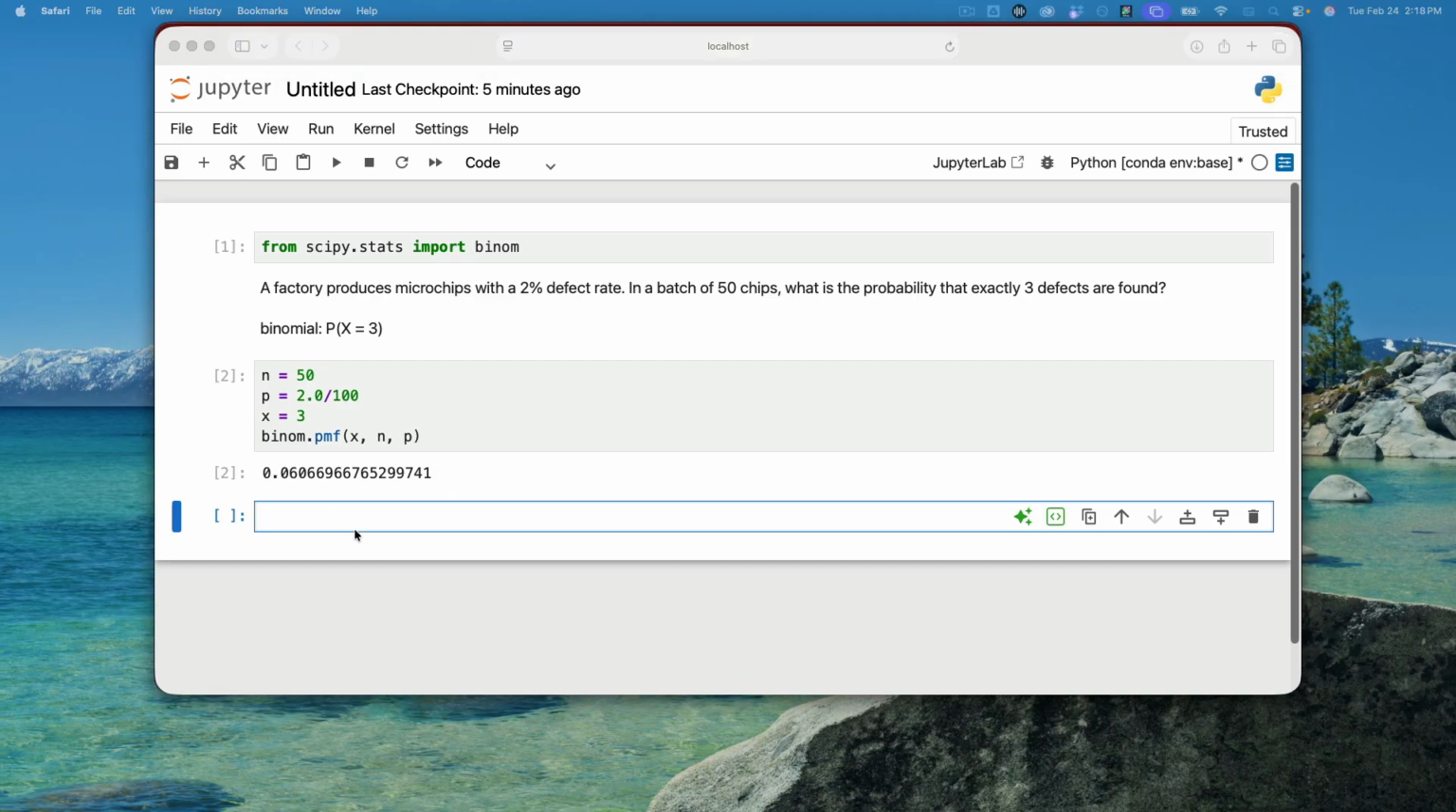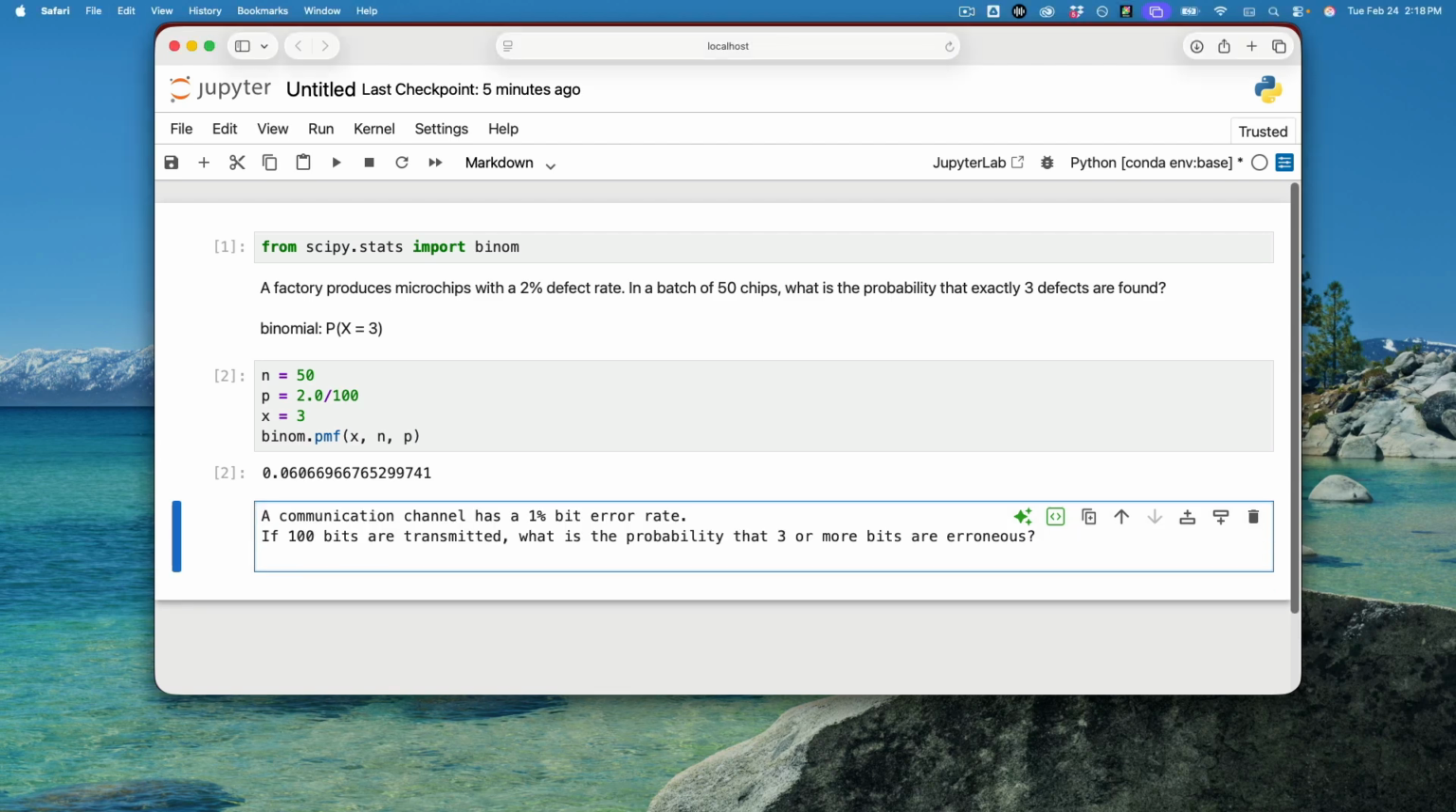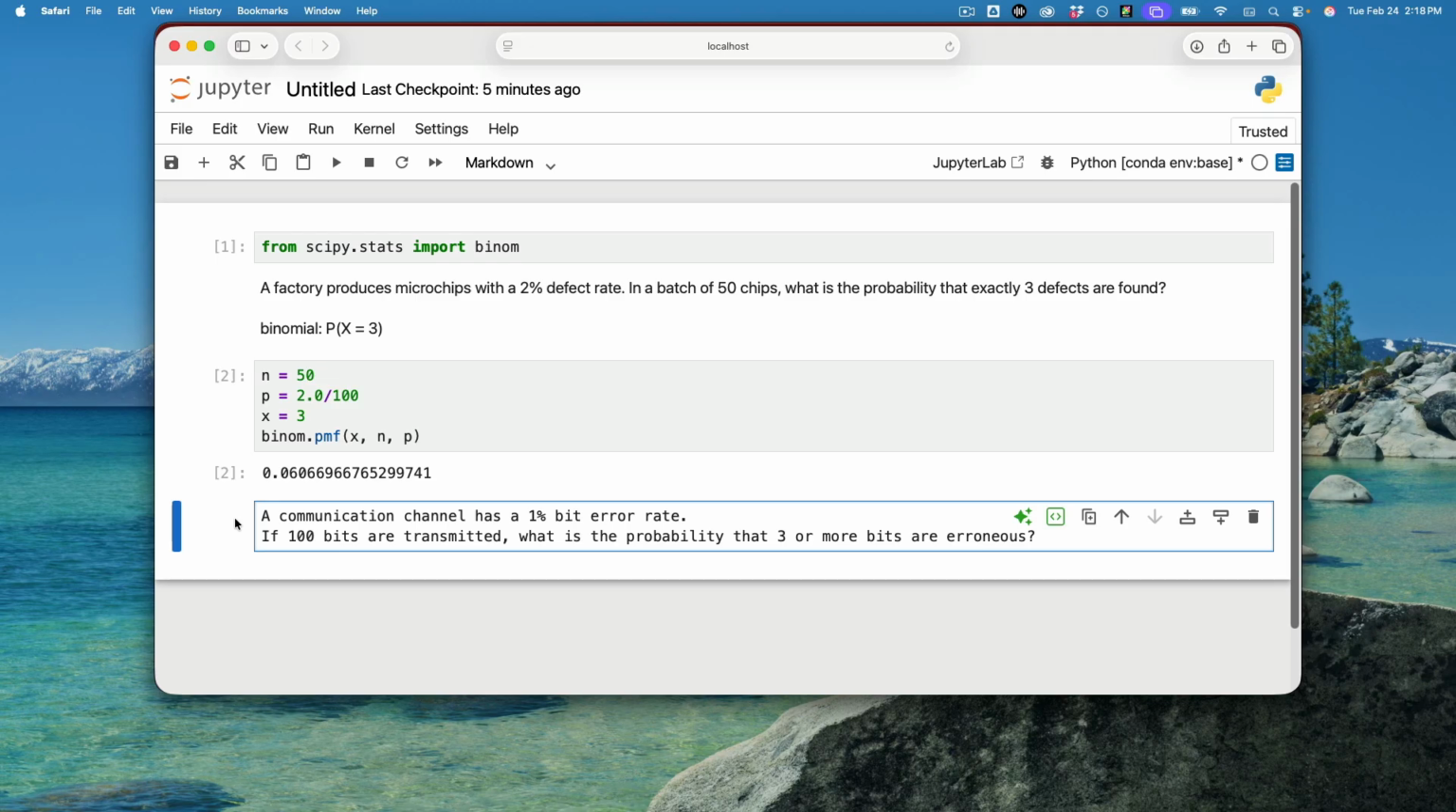All right, so let me copy this. A communication channel has a 1% bit error rate. So if 100 bits are transmitted, what is the probability that 3 or more bits are erroneous? Again, you have 100 trials asking whether 3 or more are erroneous. You have the success or failure rate. In this case, P is 1%. This screams binomial from a mile away. Okay? So what would it be here?